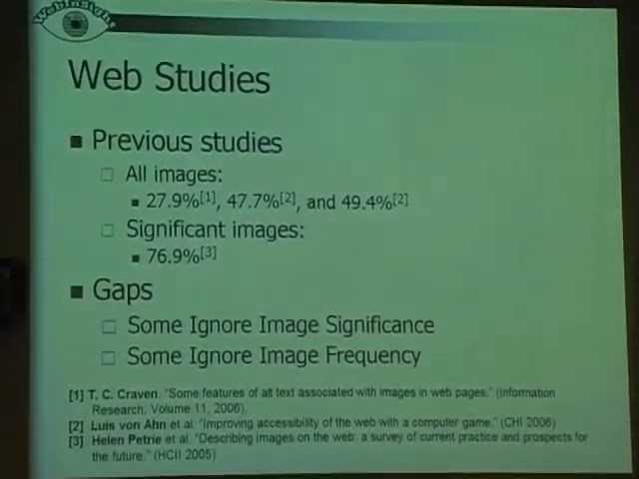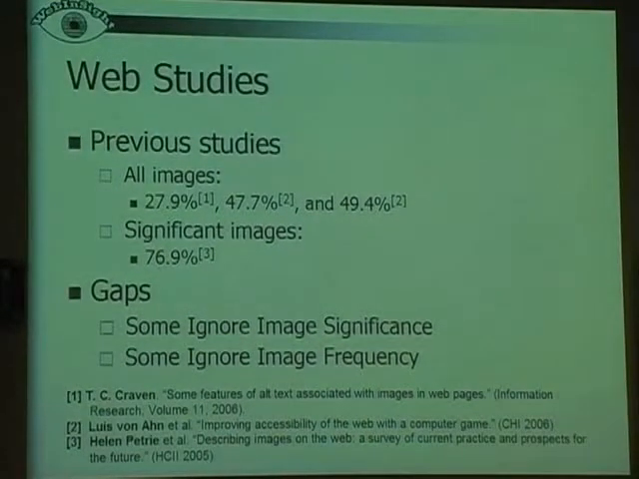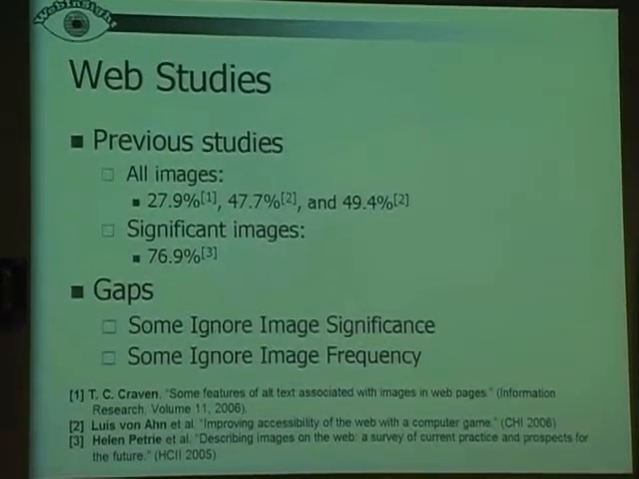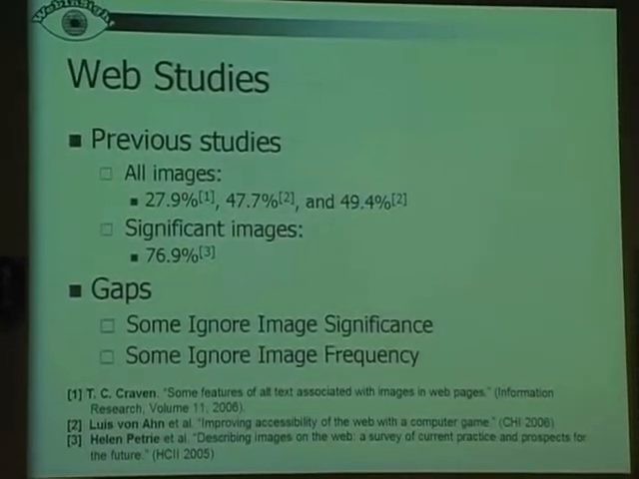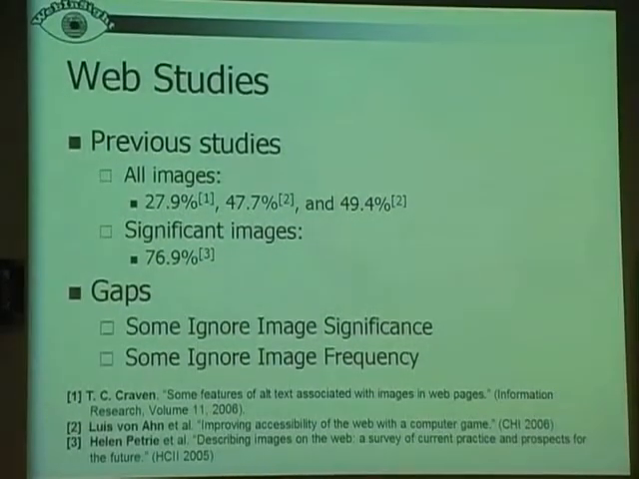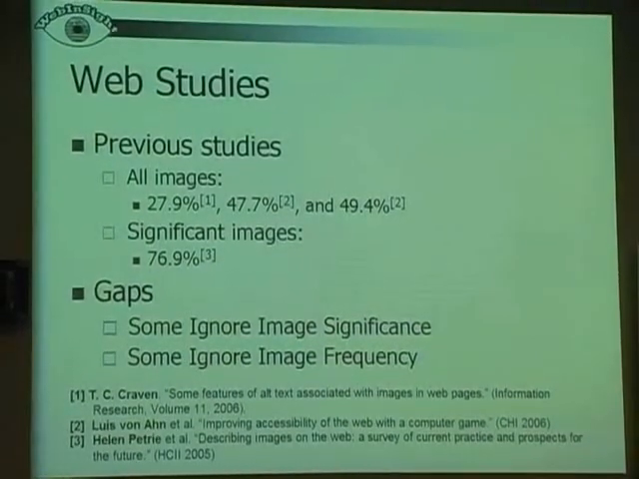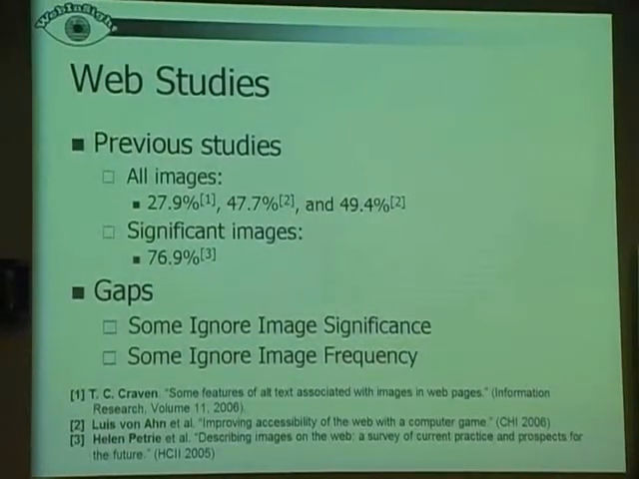The numbers that they came up with were 27.9% labeled, or 47.7% labeled, or 49.4% labeled. So that was kind of tough. These studies, some ignore significance, some include significance, some ignore image frequency. In fact, I think most of these do. That is, some images come up a lot, but they're just counted once. The actual studies are listed below.